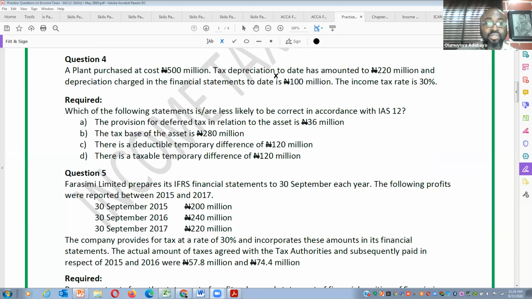Okay, now tax depreciation to date amounted to 200 million, and depreciation charge in the financial statement, which is the accounting depreciation, is 100 million. The income tax rate is 30%. Which of the following statements is or are likely to be correct in accordance with IAS 12? Now, let us look at this information one by one. What does IAS 12 require from us?